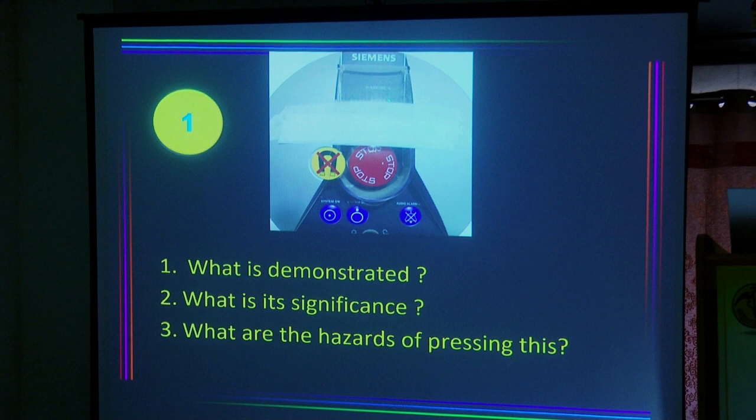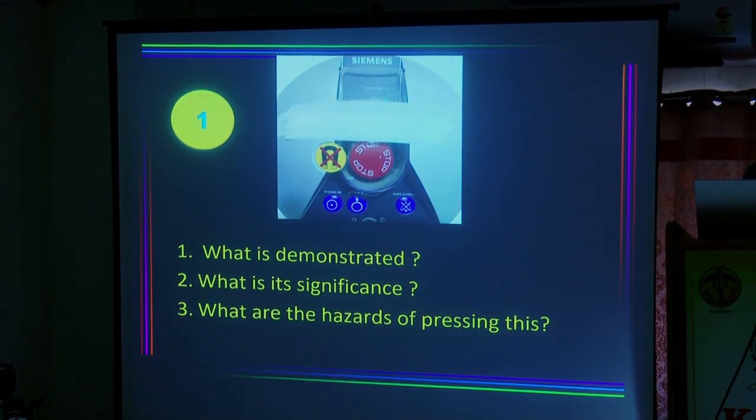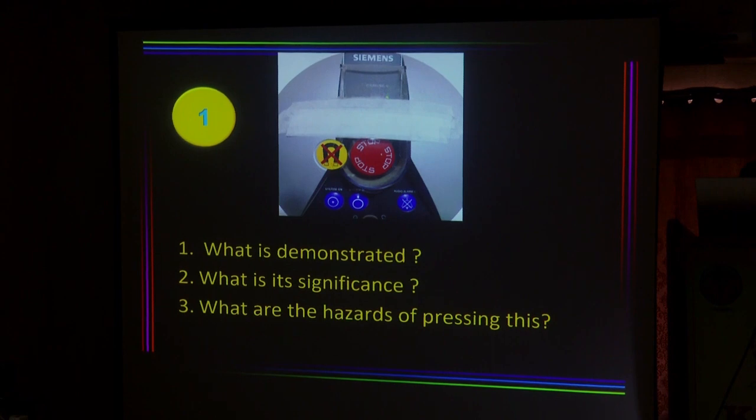Most of you would have seen this. What is this? Loudly, anyone? It'd be interesting to be a bit interactive, so you can say what this is called. It's a quench button, right? So what is its significance?